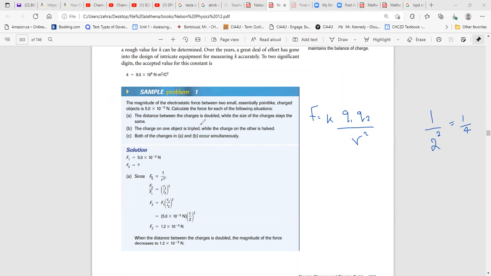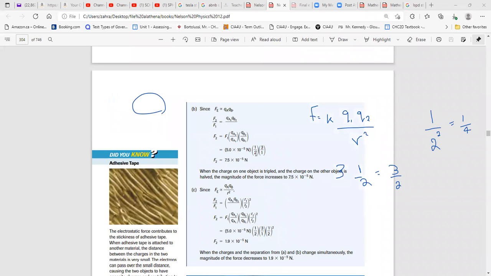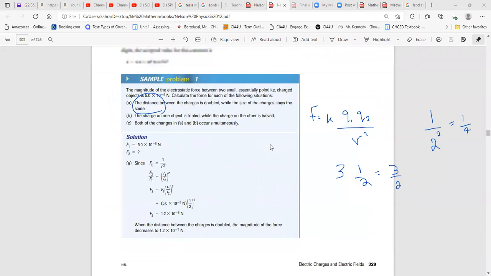The charge on one object is tripled, while the charge on the other is halved. So this one becomes tripled, and this one becomes halved. The overall force becomes 3/2. If you multiply this force by 3/2, you'll get your answer.